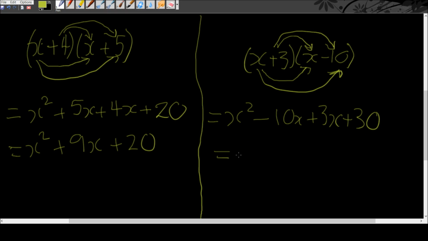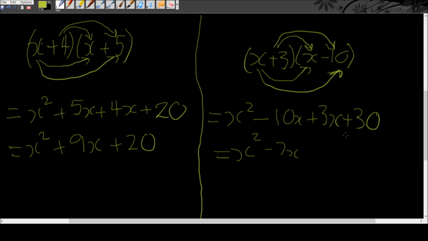Okay, now we can simplify our expression. So we've only got 1x squared. So we've got negative 10x plus 3x. So think about it, you're at minus 10 on the number line, and then you're going to go up by 3. So that's going to give us a negative 7x.